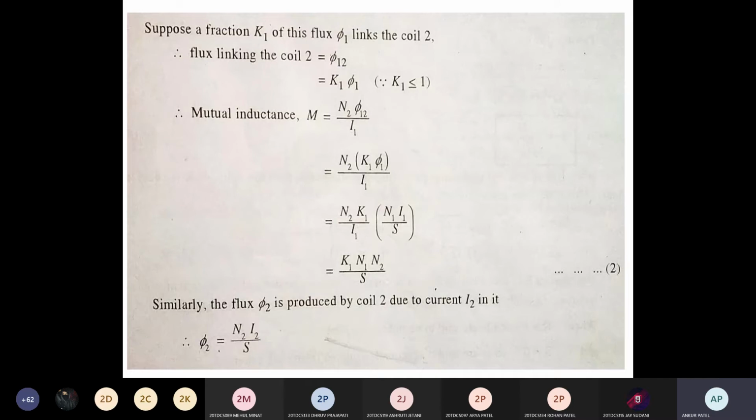So M is equal to N2 into phi12 by I1, with phi12 equal to K1 into phi1. So N2 into K1 by I1, and this phi1 is equal to N1 I1 by S. So it is equal to K1 N1 N2 by S. Up to this, any doubt? The I1 cancels, so we get N1 N2 K1 by S. Similarly, the flux phi2 is produced by coil 2 due to the current I2 in it, so phi2 is equal to N2 I2 by S. Up to this, any doubt?